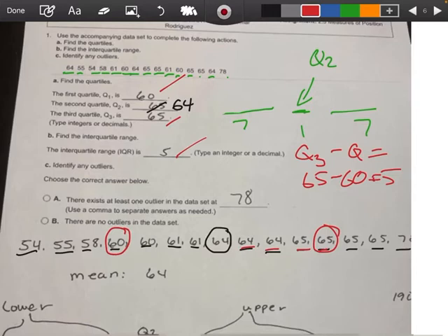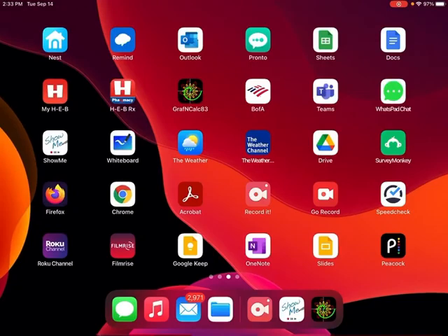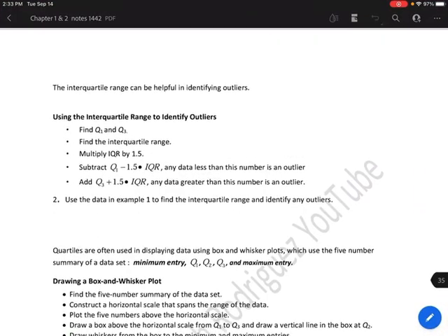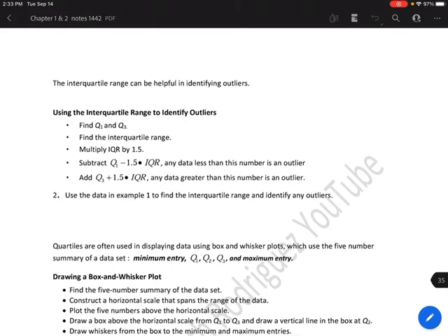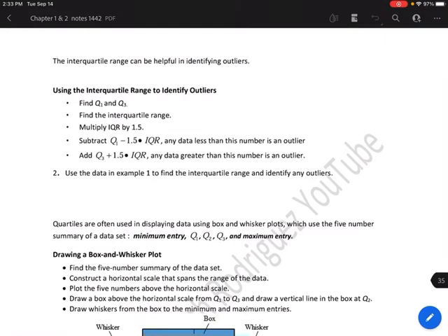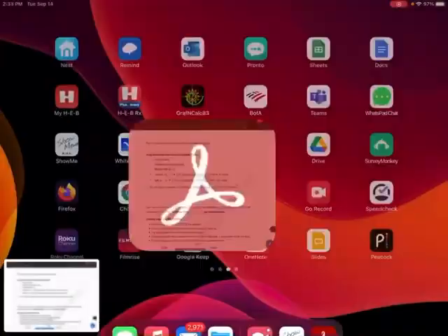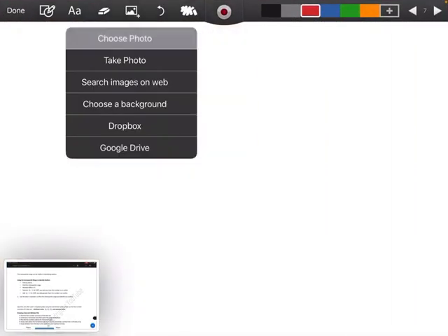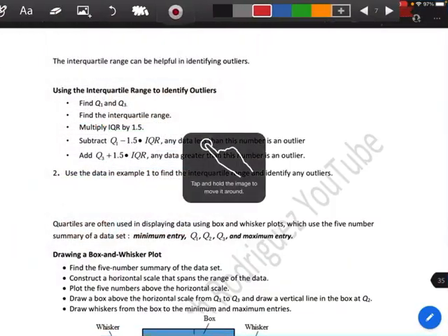Okay, and then we need to figure out how do we find outliers. So all I'm going to do here, y'all, is pull up my notes. So let's see, we have outliers. Here we go. I'm going to take a screenshot of this real quick and upload this here so that we can see it.